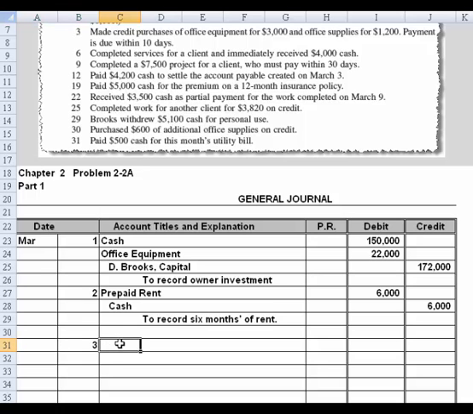And on the 3rd, it says, made credit purchases of office equipment for $3,000 and office supplies for $1,200. Payment is due within 10 days. Okay, well, if we made a purchase on credit, that usually means that accounts payable was involved. Always with the entries, do the easy part first. So office equipment looks like increased by $3,000, right? And we can fill that in, and because office equipment is an asset, it increases with a debit.